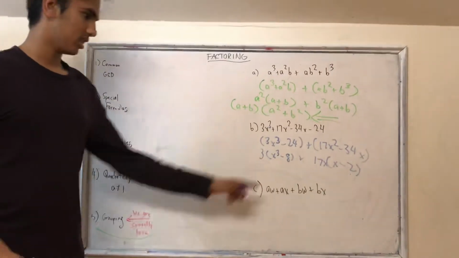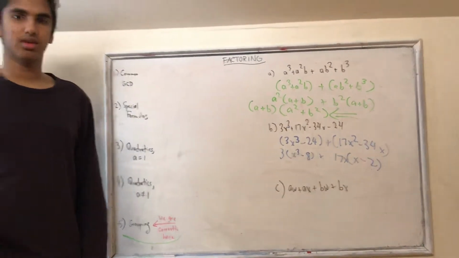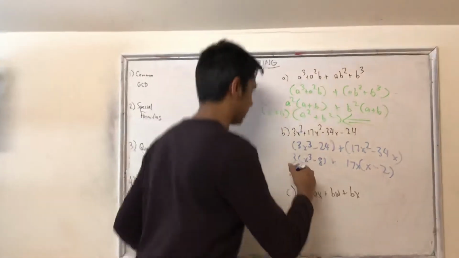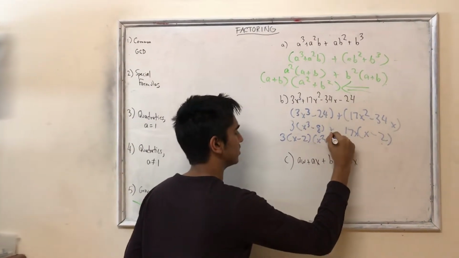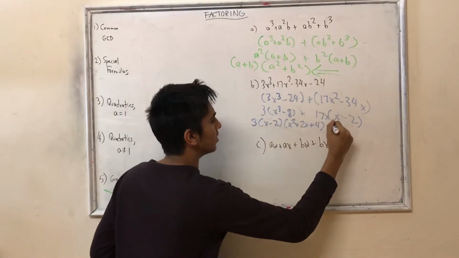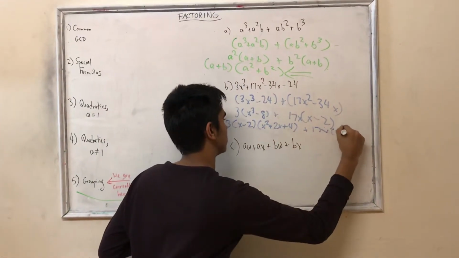Well, we can also notice something. The x cubed minus 8 is the difference of cubes. So we can factor that out as 3 times x minus 2 times x squared plus 2x plus 4, plus 17x times x minus 2.